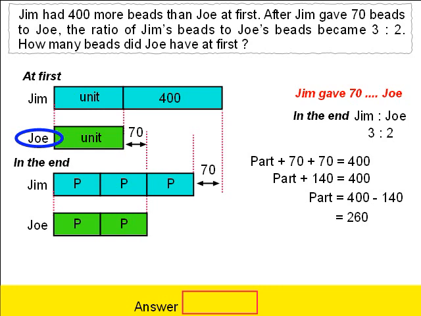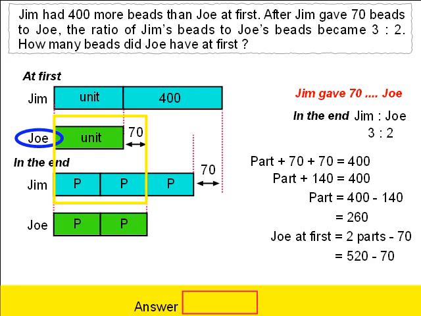Alright, and looking at this portion of the model, we know that 1 unit is equal to 2 parts minus 70. Since 1 part is 260, therefore 2 parts is 520, so we take 520 minus 70, that gives us the value of 450, and therefore Joe had 450 bits at first.